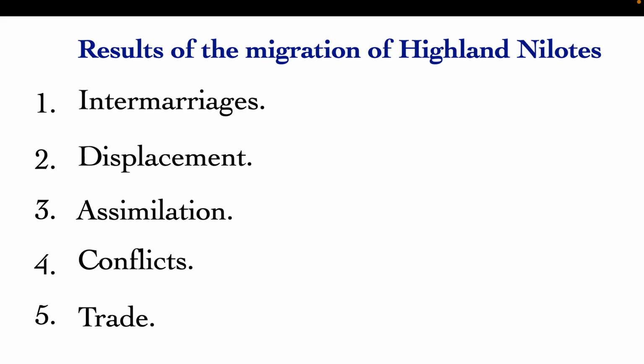They intermarried with neighboring communities, for example, the Bagusi and the Luo. Communities such as the Maasai were displaced. They assimilated some Cushitic communities. Their settlement intensified intercommunal conflicts between the communities in the region. Trading activities developed between them and neighboring communities.